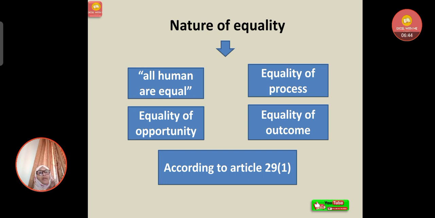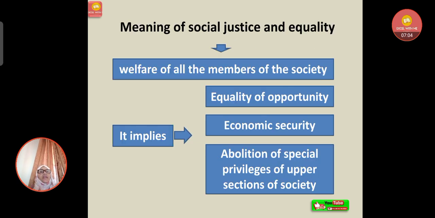Thirdly, the preparation of the child for responsible life in a free society in the spirit of understanding, peace, tolerance, equality of sexes and friendship among all people. Fourthly, the development of respect for the natural environment. That is very important. Now let's understand the meaning of social justice and equality here.